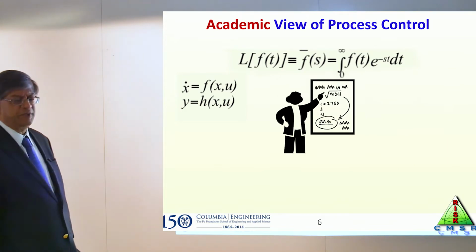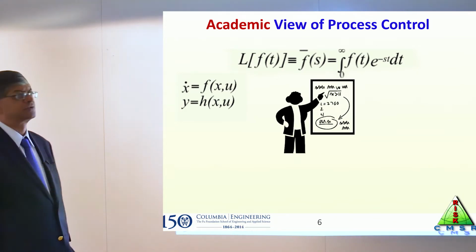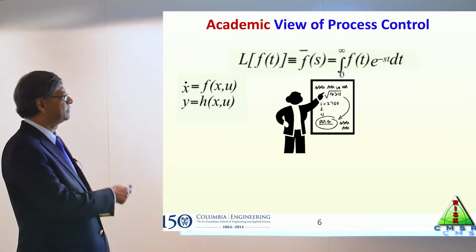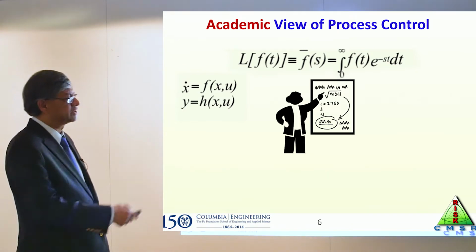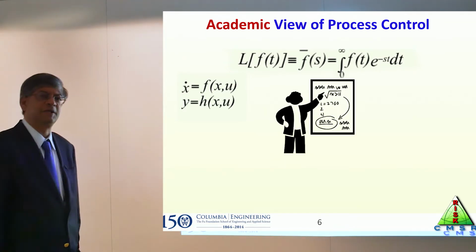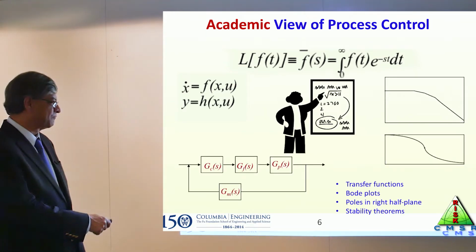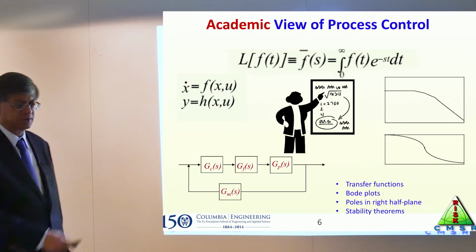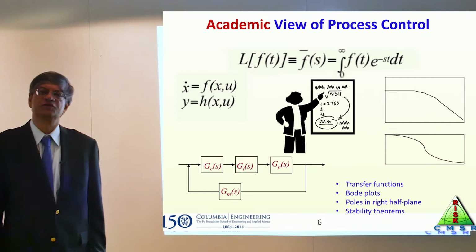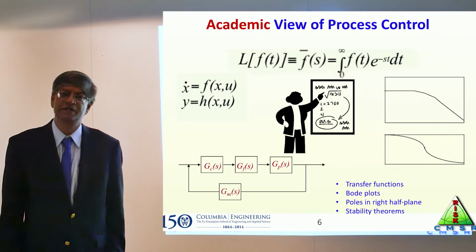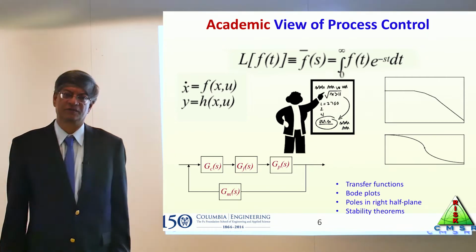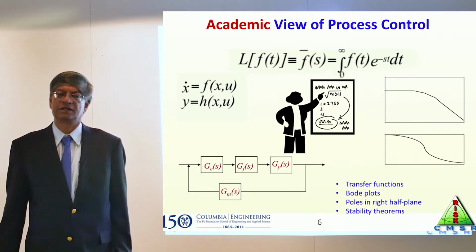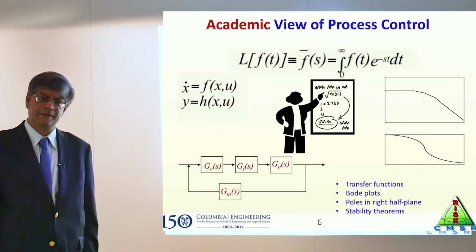For example, the typical academic view of process control is to develop some dynamical models of a process system. We talk about Laplace transforms and transfer functions, Bode plots, and poles in the right half plane, and so on and so forth. These are the kinds of things we typically teach in an undergraduate process control course. I taught such a course for nearly 20 years at Purdue and for several years here at Columbia.